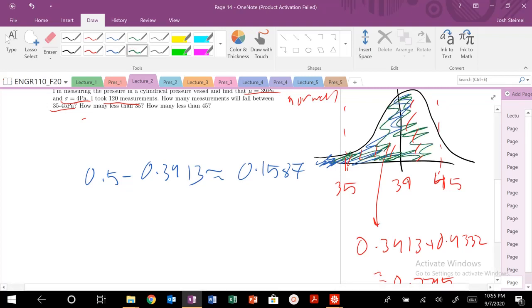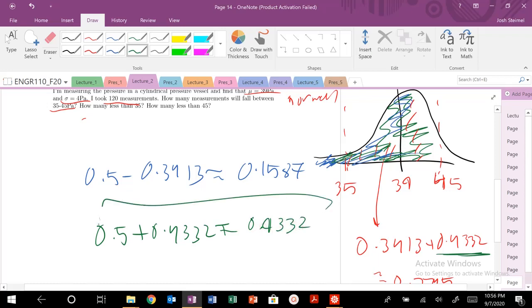I know everything to the left of 39 is going to be 0.5. So I have to add 0.5 plus the area between 39 and 45, which is just the one we saw previously, and that's approximately 0.9332. That's it. And again, if it's asking you for how many measurements, all we have to do is multiply these by n, and that's going to give you your value.